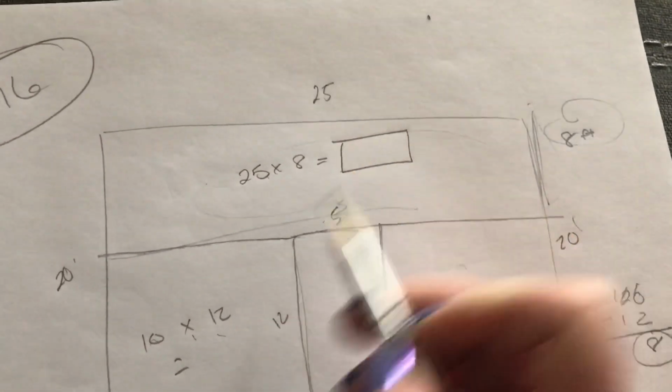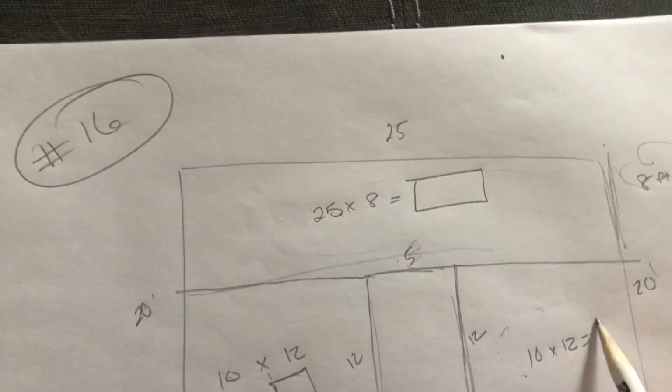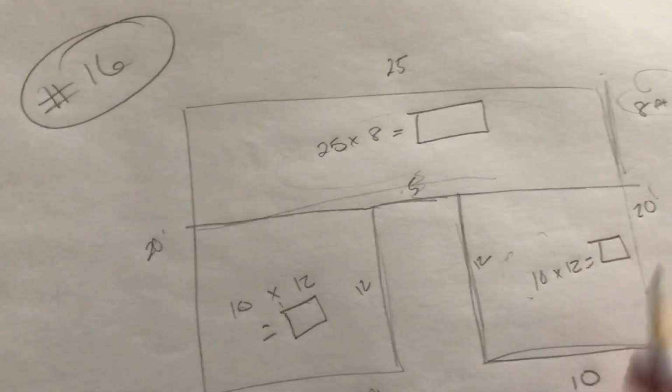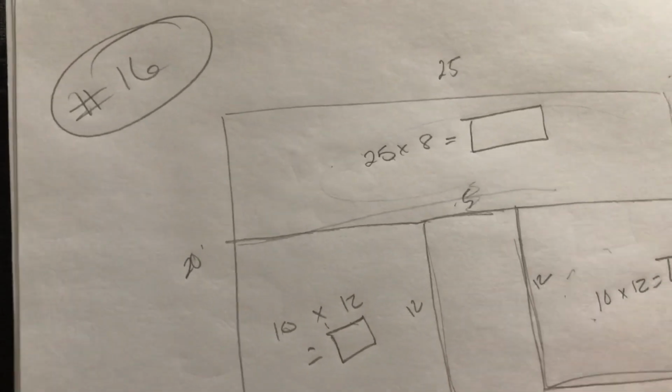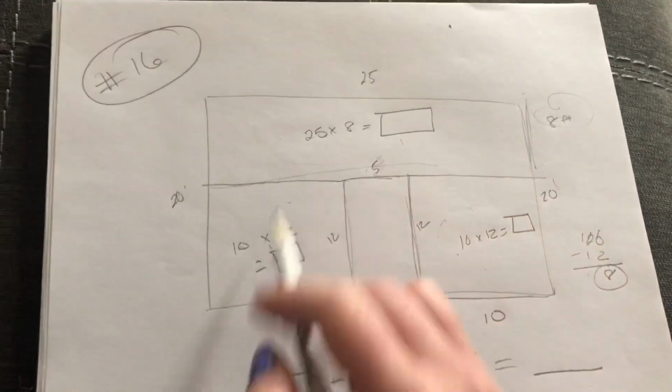So you're going to have an answer here, an answer here, and an answer here. Then you're going to add all those together. So you'll have the top rectangle plus the bottom square plus the bottom square, and that will equal your total. Okay, so you can split them into objects to help you.